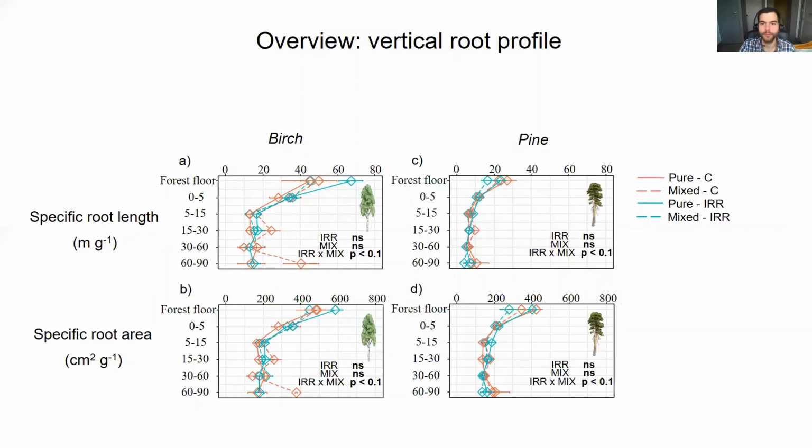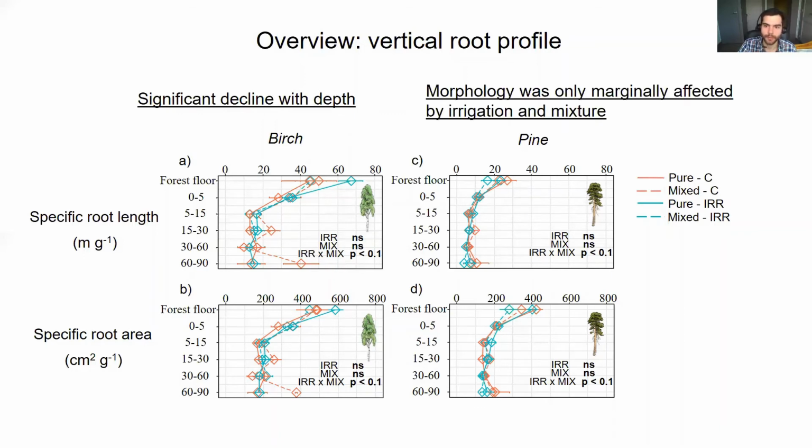Regarding fine root morphology, specific root length and specific root area had the highest values at the forest floor and significantly decreased with soil depth for both species. As expected, birch had higher values than pine, but they were only marginally affected by irrigation and mixture, and there was no clear morphological adaptation based on the entire fine root class and for each soil layer.